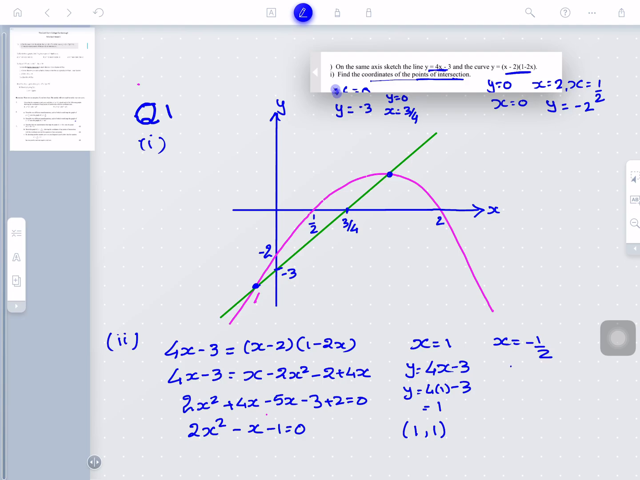And when x equals negative half, y equals 4 times negative half, take 3. So y equals minus 5. So that's minus half, minus 5, which makes sense, that point. That's the answer.